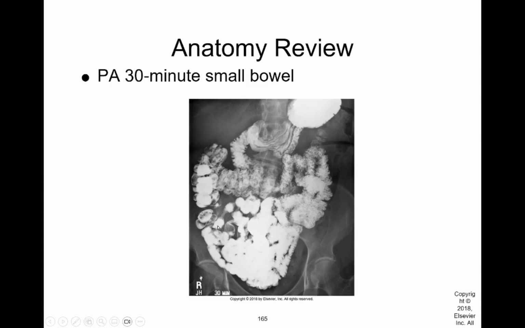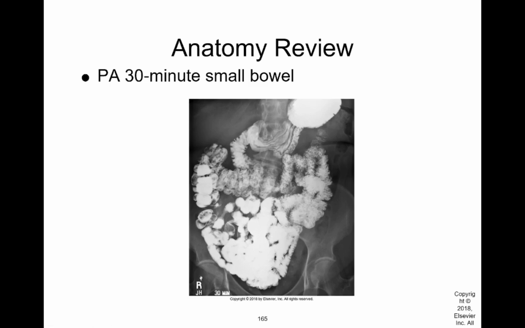We've got what just looks like a glob of contrast. So at 30 minutes, if we're already in the colon, that's pretty quick. You just don't see that a whole lot. So we've got one of two different things going on.